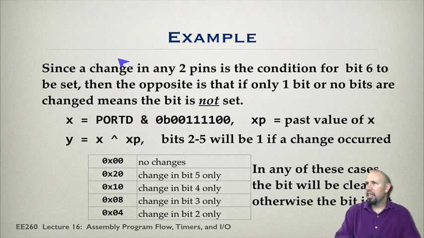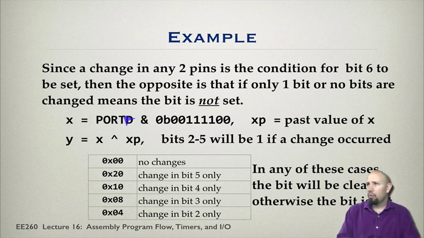Next, we see that since a change in any 2 pins is the condition for bit 6 to be set, then the opposite is that if only 1 bit or no bits are changed, then bit 6 is not set. So that is actually a fewer set of conditions than checking for pairs and then triples and then all 4. Okay, so you only have to check that 0 are set, or bit 2 is set only, bit 3 is set only, bit 4 is set only, bit 5 is set only.